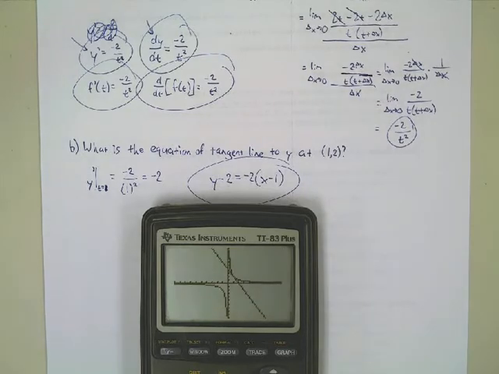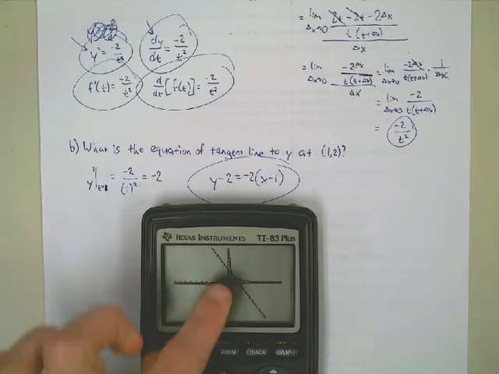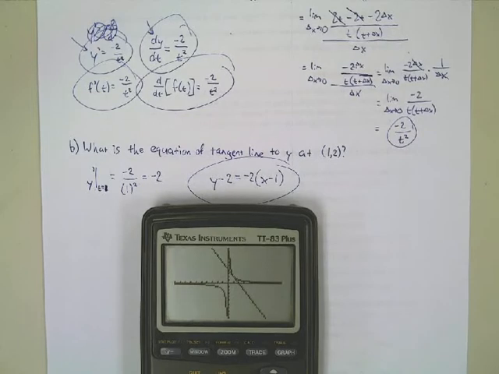Looks pretty tangent to me, right? It touches the graph at one spot, just comes in and kisses it right there. Now, we can even check that it intersects. At what coordinate should these two things intersect? 1, 2, because that's the point of tangency, right? So let's check.